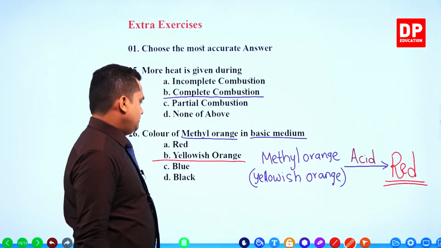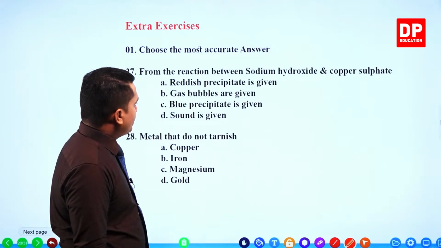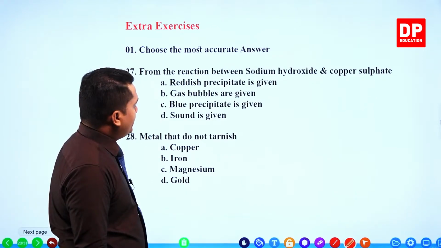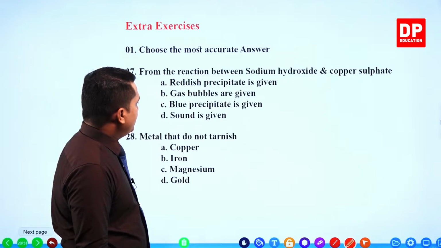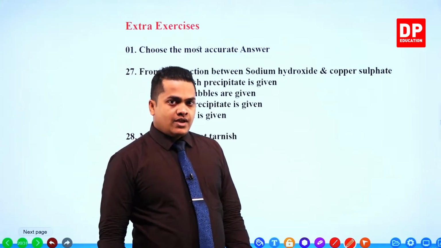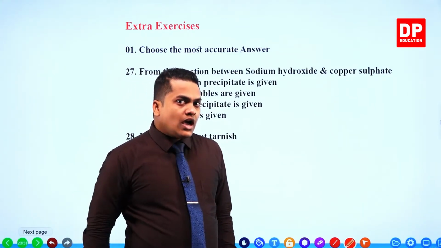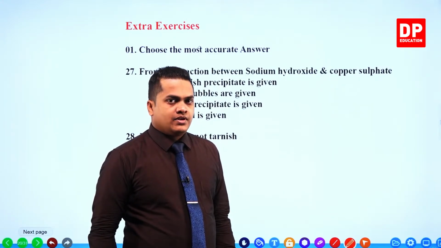Right then. From the reaction between sodium hydroxide and copper sulfate. We did this experiment at our laboratory, and you could see that a blue color precipitate is given out during this reaction. A blue color precipitate is given out from this reaction.